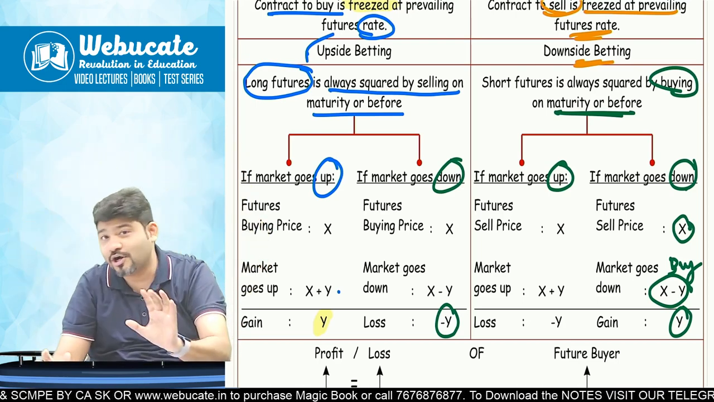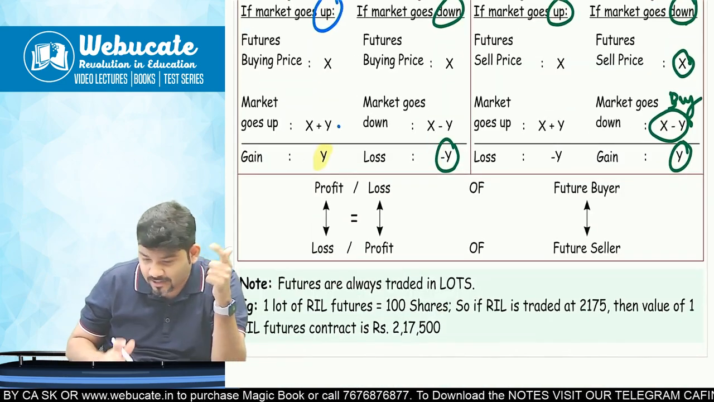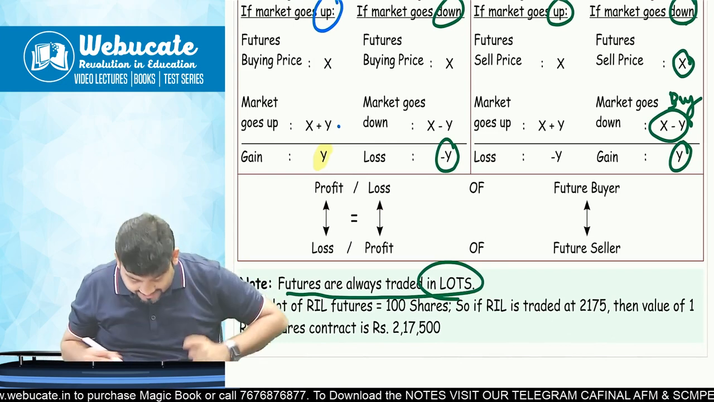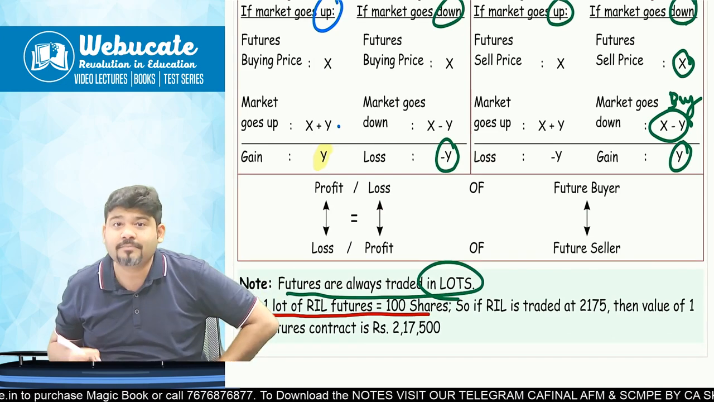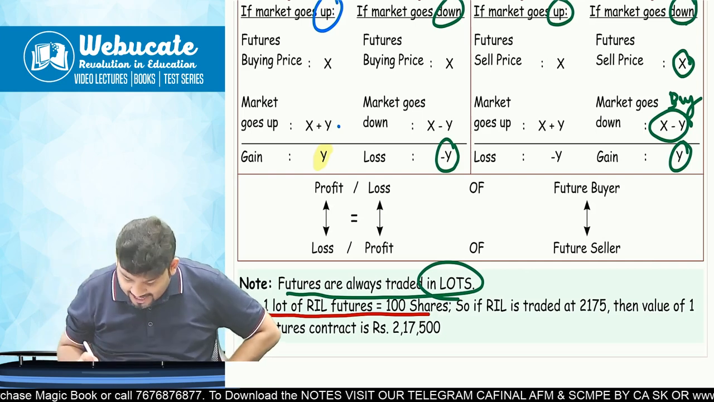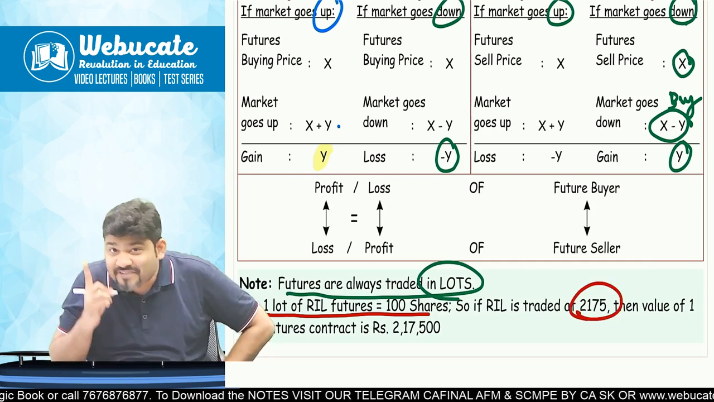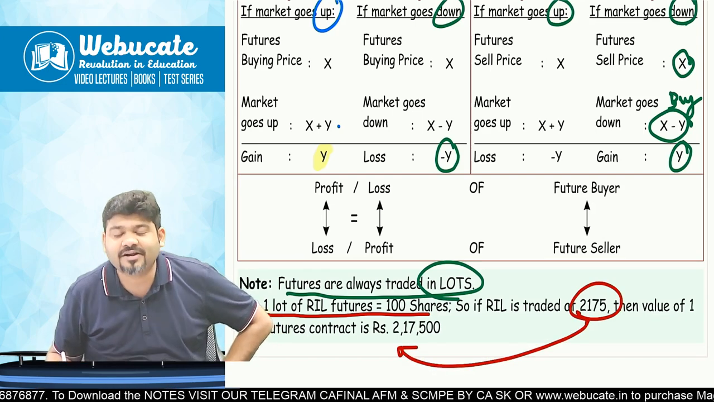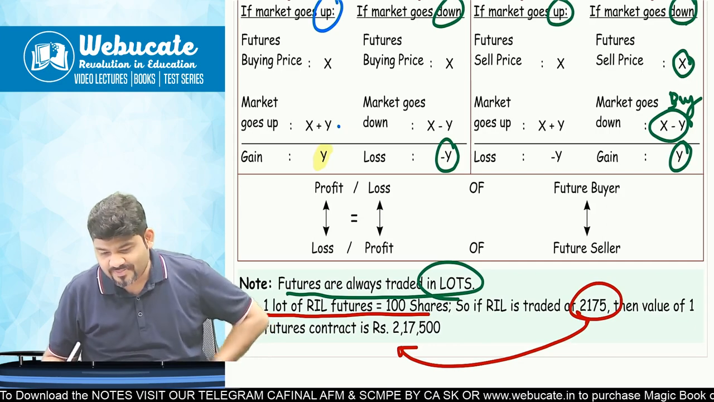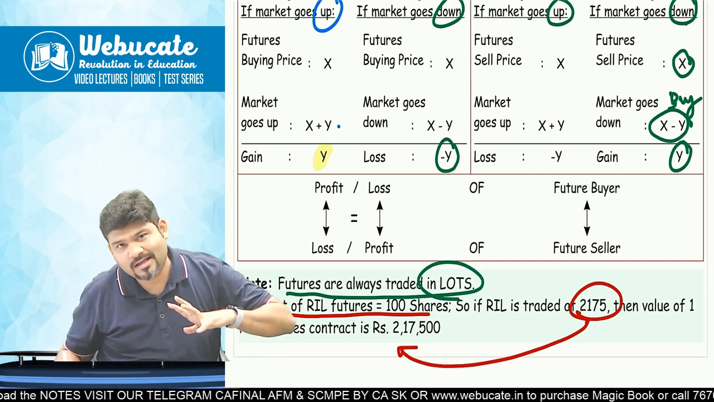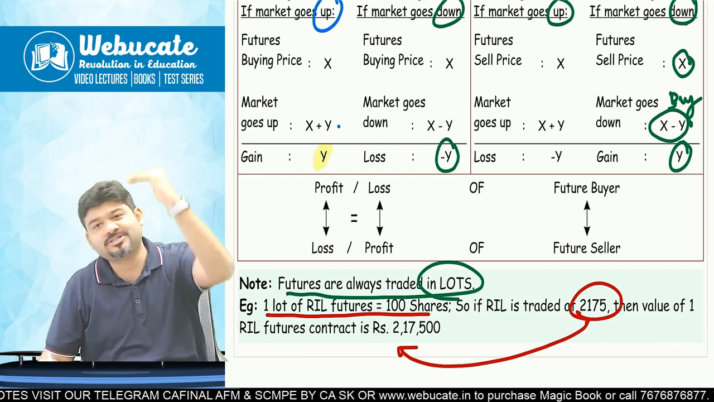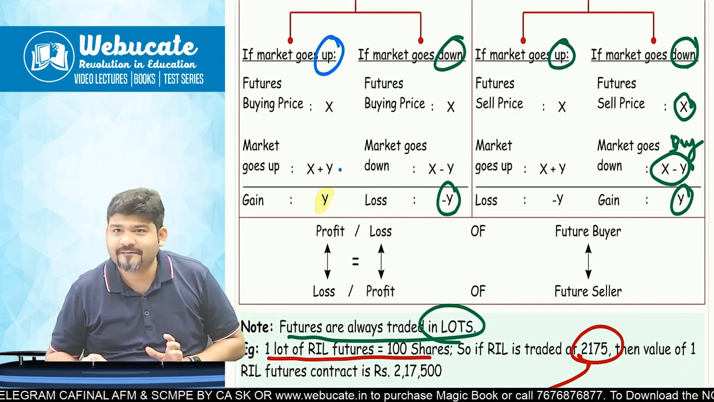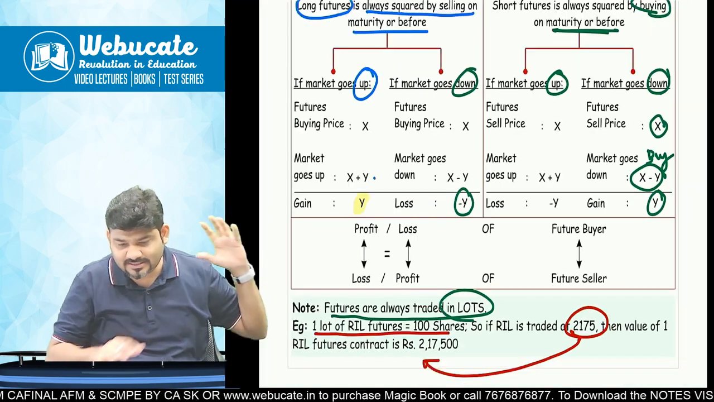So as I told you, there will either be a huge loss or a huge profit in futures for sure. But this number is magnified because futures are always traded in lots. One lot of RIL futures is minimum 100 shares. Yes. So if RIL is traded at 2175, then the value of one lot will be 2175 into 100, which is 2,17,500. Just imagine. So this is where people have gone from rags to riches and riches to rags just by dealing in the futures market. Right? Are we clear, everybody? Yes, please confirm.